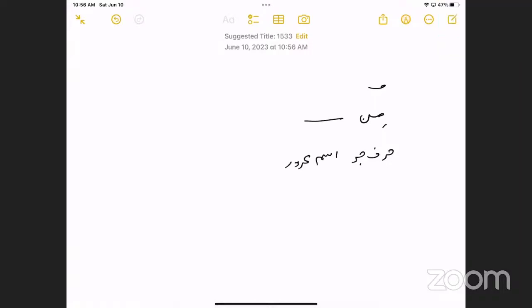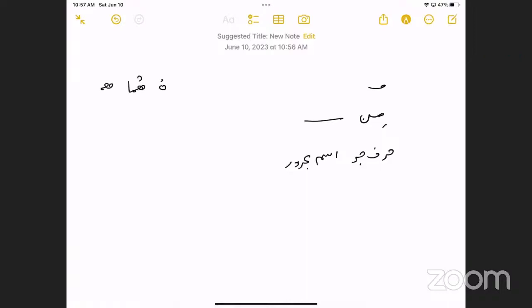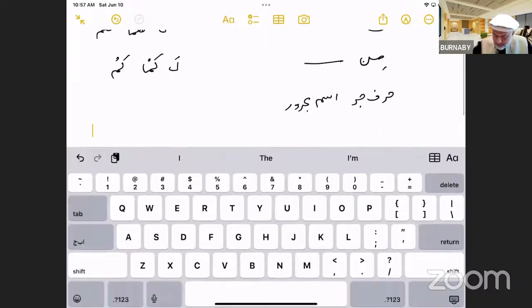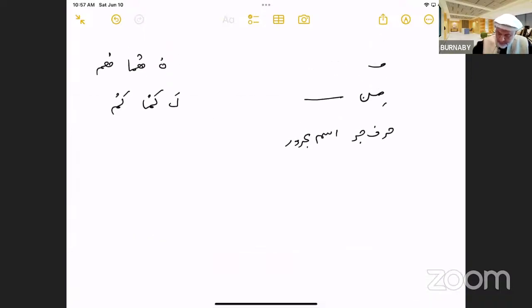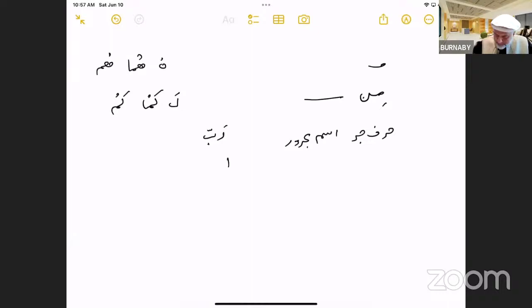Agree? Yes. Okay. Now earlier we said we have attached pronouns. And attached pronouns are something like this. Hu, huma, hum. And we have also ka, kuma, kum. Now, these attached pronouns, they can come after a noun. Is the word rab a noun? Yes. Rab. That means Allah.